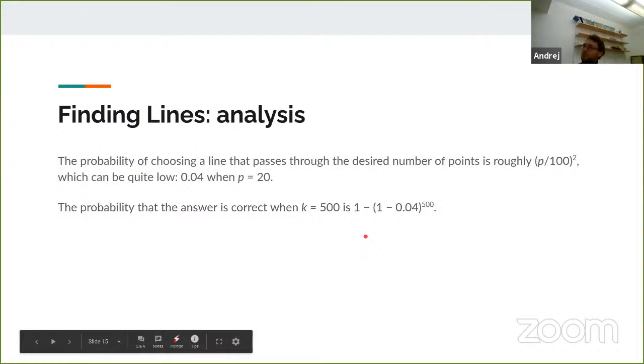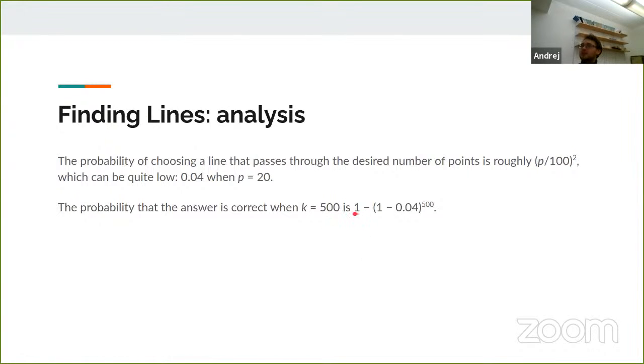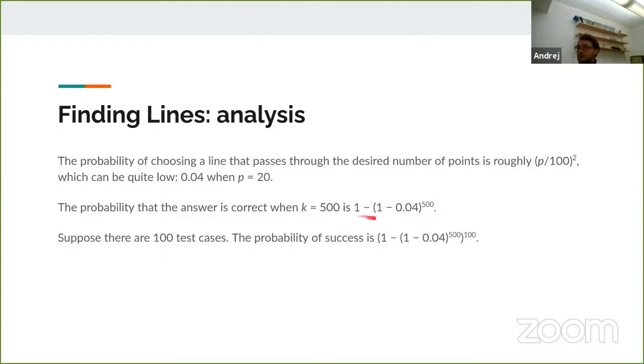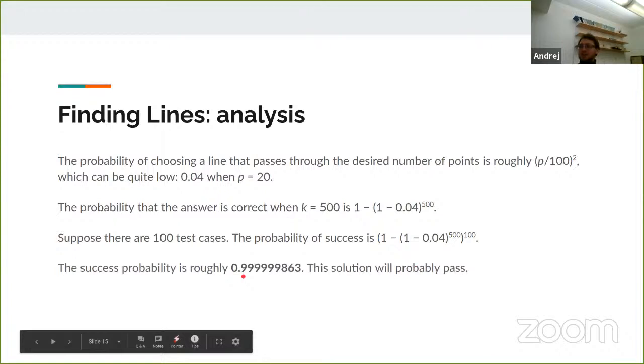So this is what you get. The probability that the answer is correct when k is 500 is 1 minus 0.96 to the power of 500. This is quite good. I could just spit out a number, but to show that this is really good, let's further assume there are 100 test cases. Now the probability of passing all of them is the previous probability of passing an individual test case to the power of 100, assuming that all of the test cases have this possible failure mode, that the line does exist, but we got unlucky in every single case. If we evaluate this, we get something that's probably going to pass. It's pretty certain.